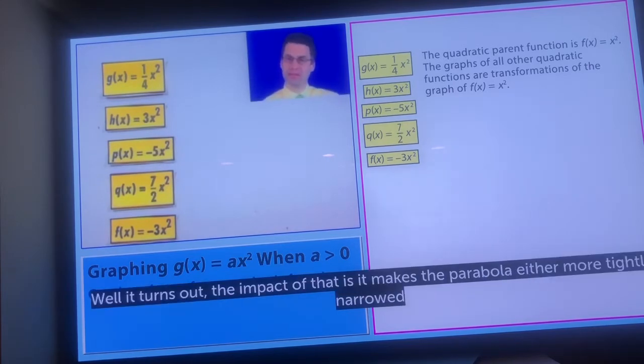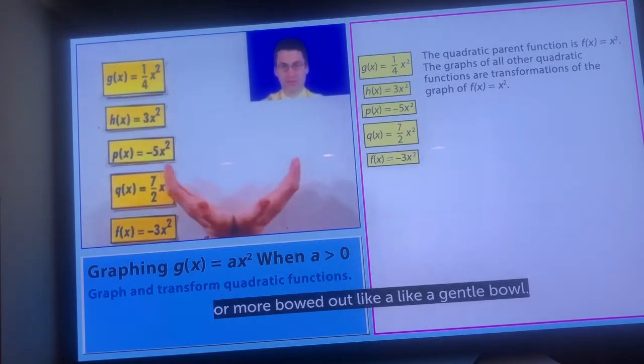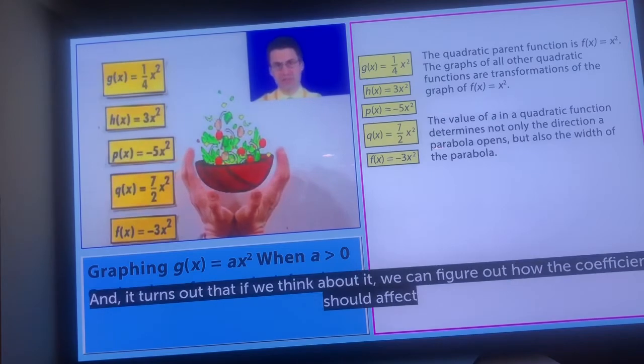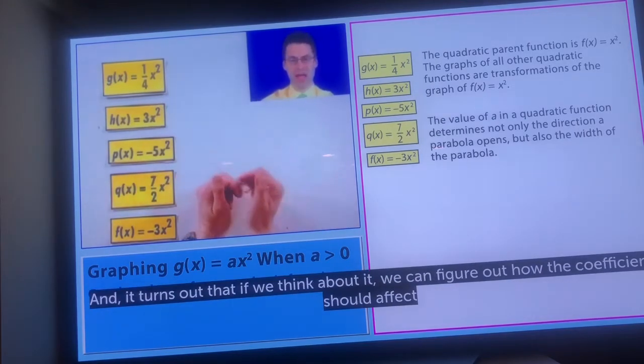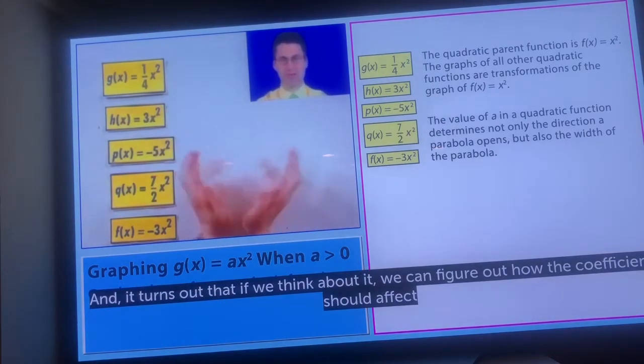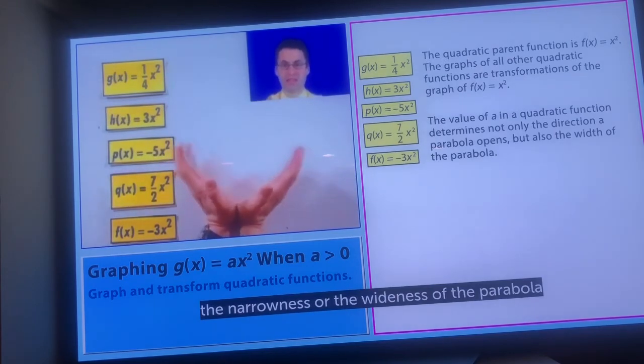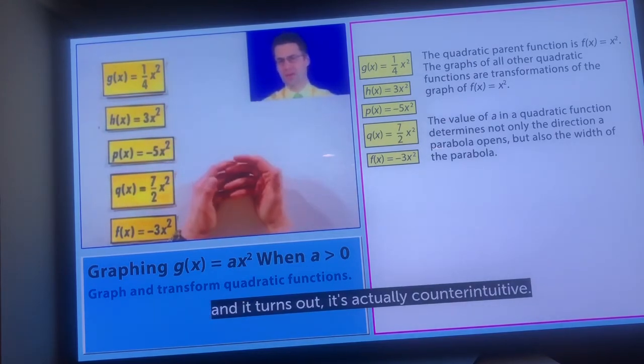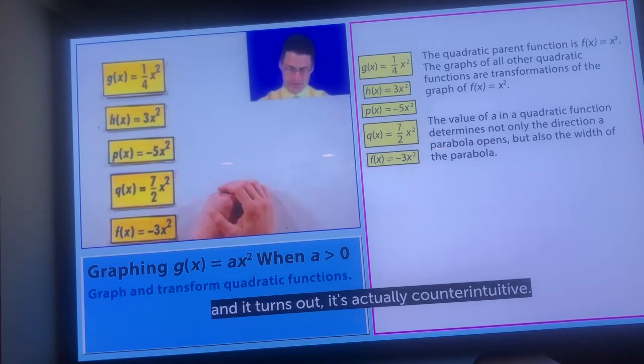Well, it turns out the impact of that is it makes the parabola either more tightly narrowed or more bowed out like a gentle bowl. And if we think about it, we can figure out how the coefficient should affect the narrowness or the wideness of the parabola. And it turns out it's actually counterintuitive. So let's think about it.